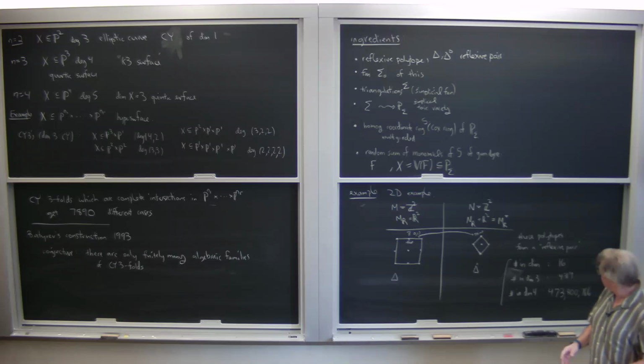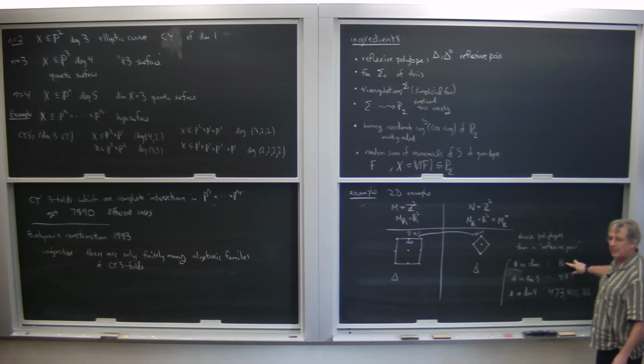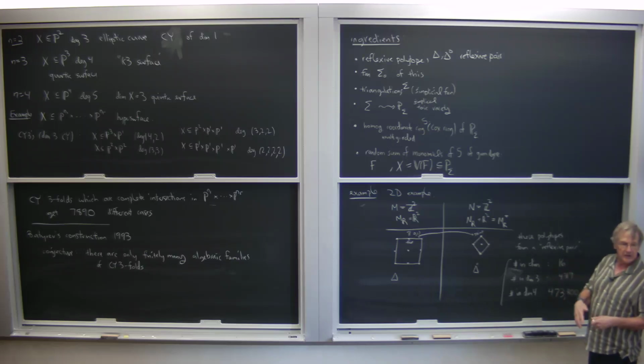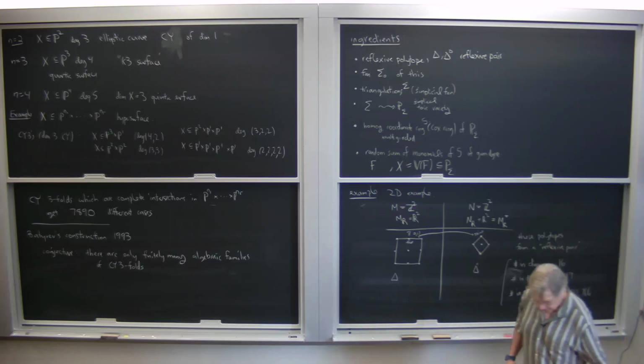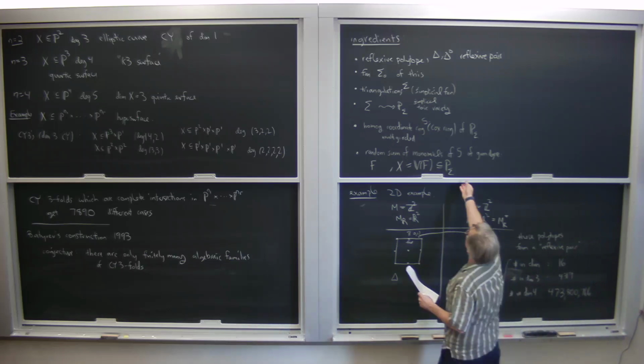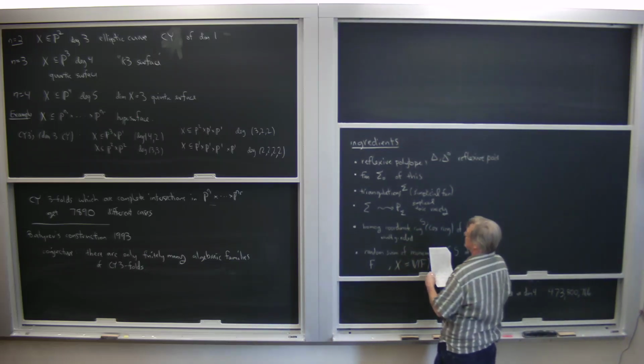When I say there are this many, there are actually a lot more, but only up to equivalence under an invertible integral linear change of basis. And that's all we care about. So that gives us this. Okay, so step one is now done. Reflexive polytopes.